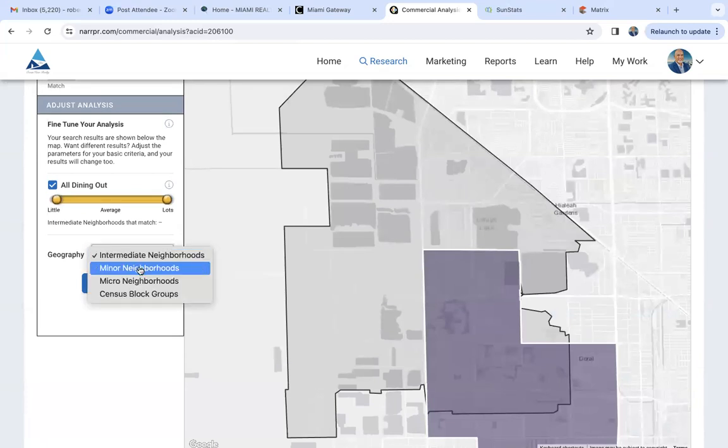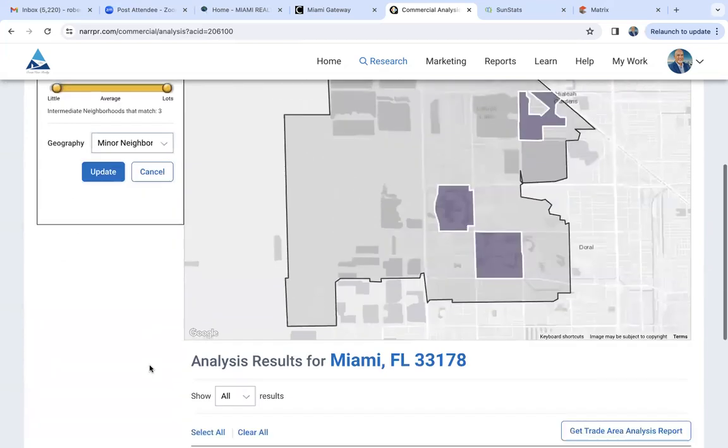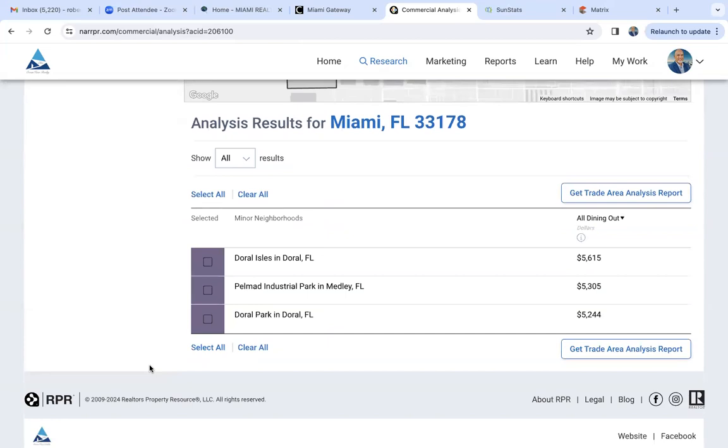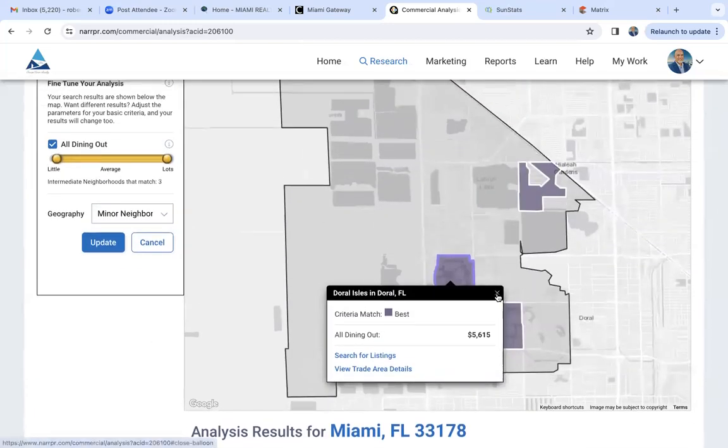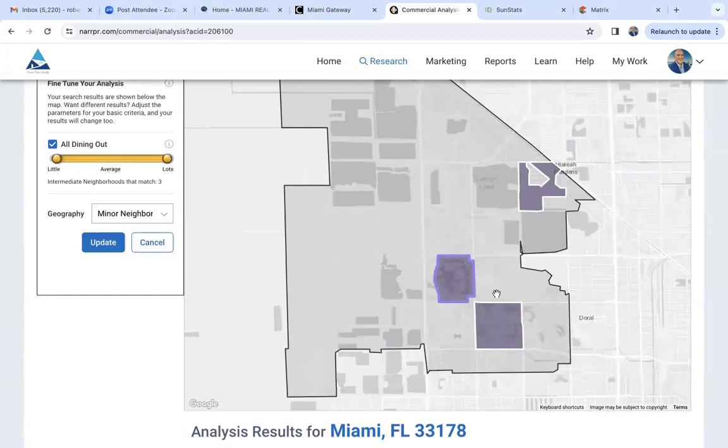Now, geography, you have minor neighborhoods, micro, and census blocks. So intermediate neighborhood, minor neighborhood, right? Which neighborhood spends the most? We have over here Doral Isles at $5,615. And then you have this one over here called Pelmat Industrial Park in Medley at $5,305. And then this one here, Doral Park in Doral at $5,244. So this area right here, if you guys are getting ready to open a restaurant, you definitely want to promote your restaurant to this area because they are the highest spenders when it comes to dining out.